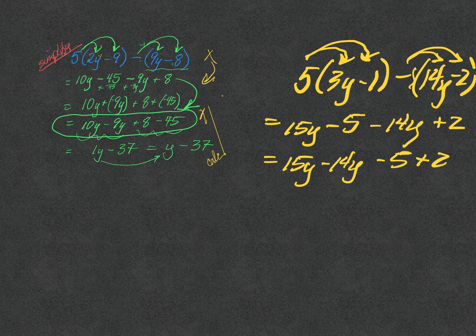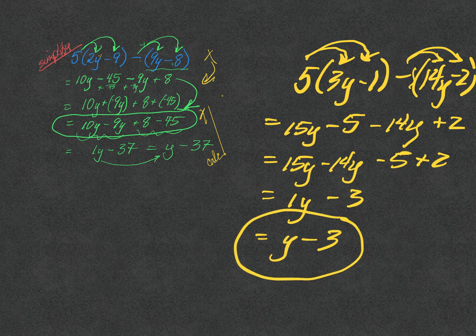I'm collecting my like terms. So 15 minus 14 is 1y, and negative 5 plus 2 is negative 3. I can rewrite that as y minus 3. All right, so did you get it right? If you did, great. If you didn't, what mistake did you make? Try to understand what error you made. The biggest error is that people forget to do the second multiplications, and after that, they might add things wrong. So how could a calculator help you get those right or remember to do things?